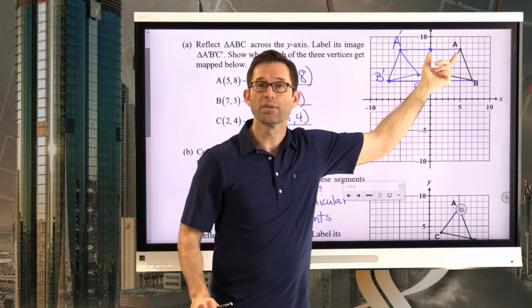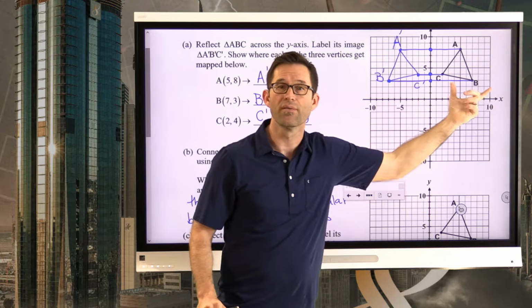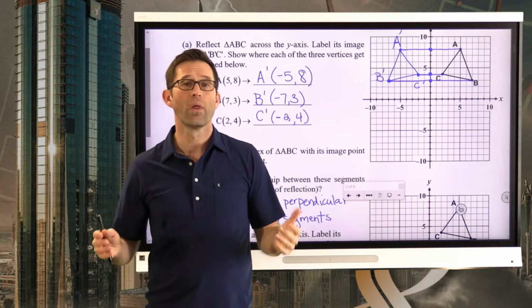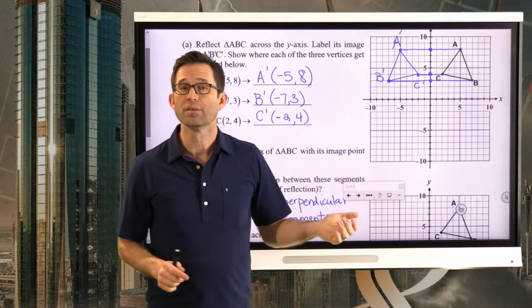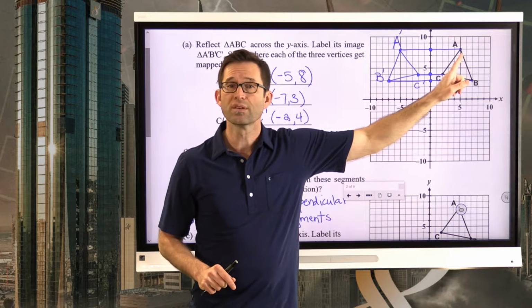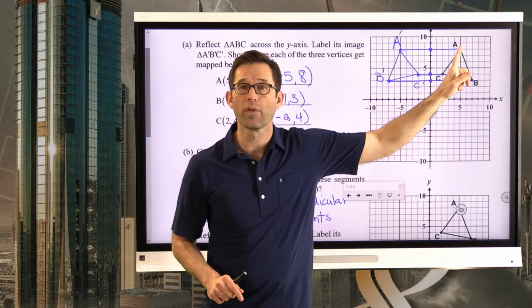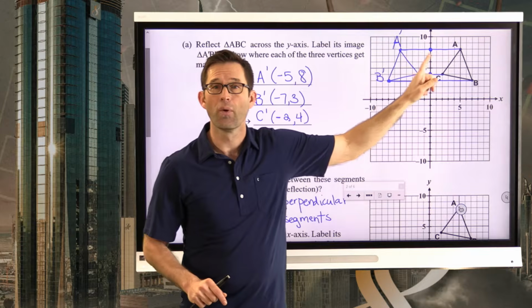So that's 5 units, 5 units. 2 units, 2 units. 7 units, 7 units. And again, that's the whole idea of a reflection: a pre-image point, once it's reflected, would lie the same distance away from the line of reflection as the original point.